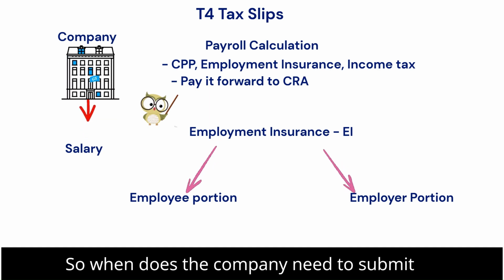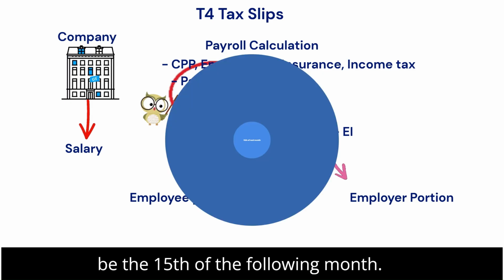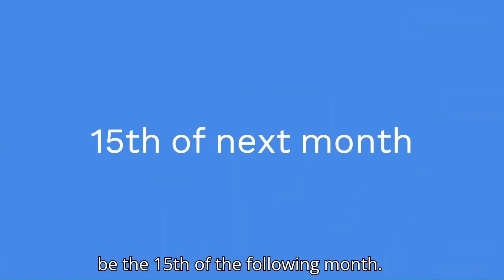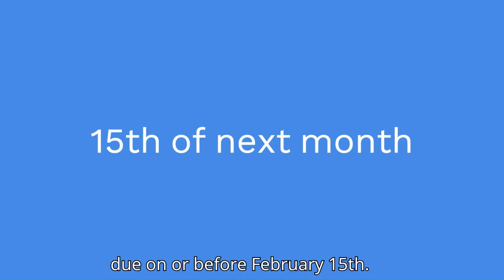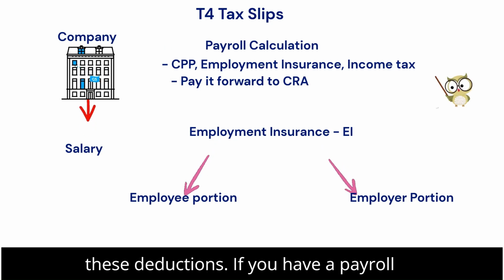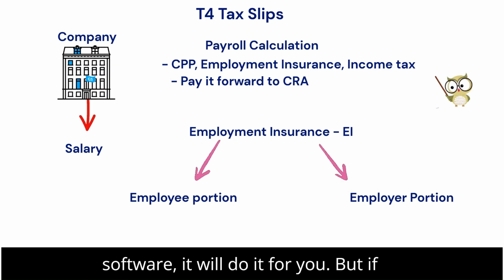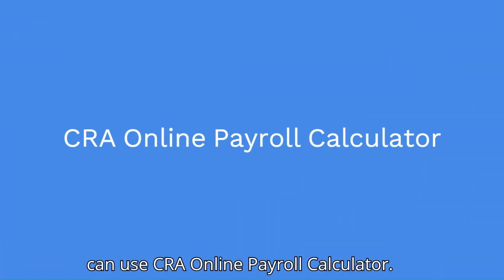So when does the company need to submit these payments to CRA? The due date would be the 15th of the following month. For example, January deductions would be due on or before February 15th. Next, you can calculate the payroll after these deductions. If you have payroll software, it will do it for you, but if you are doing manual payroll, then you can use the CRA Online Payroll Calculator.